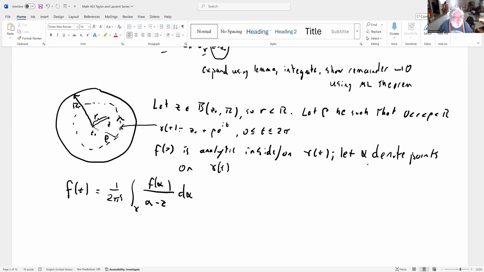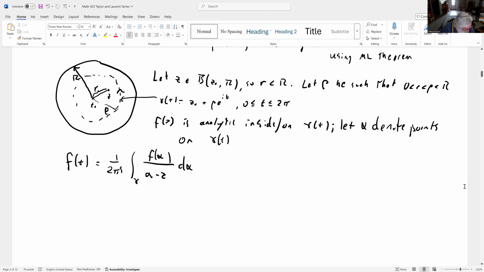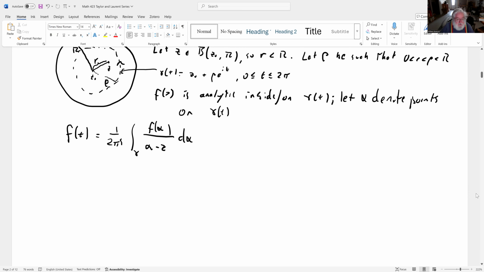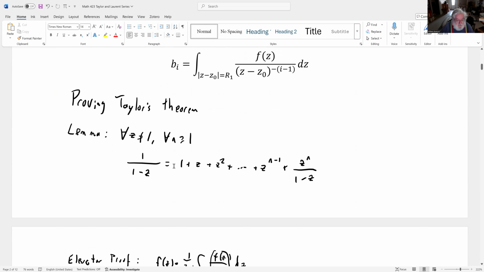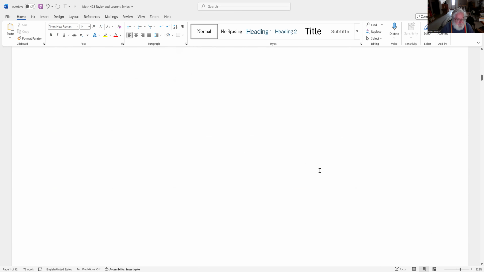So our variables on that curve, alphas. So what do we want to do with this? We want to use this lemma somehow. So we need to do a little bit of rearranging.